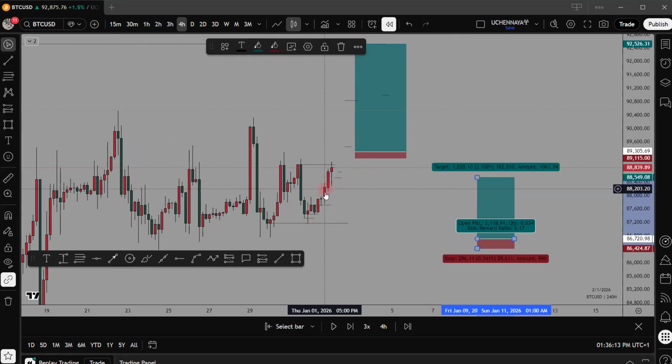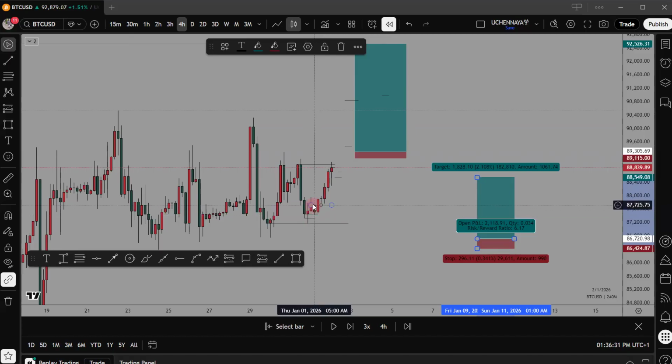Price did not give any other re-entry in this level. It just pumped all the way to this H4 level. If you missed this one, this was the risky entry here. This was the risky entry from this point. This was the risky one.